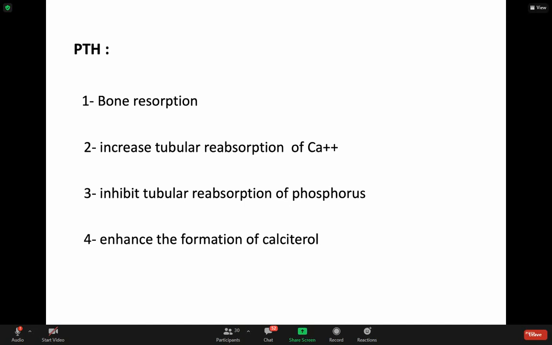طيب when you have high phosphorus المفروض ان الباراثايرويد هرمون act on the kidney to enhance the excretion of the phosphorus. But the kidney will not respond very well to the PTH because there is tubular dysfunction because of the advanced kidney disease. So the phosphaturia will not be enhanced.